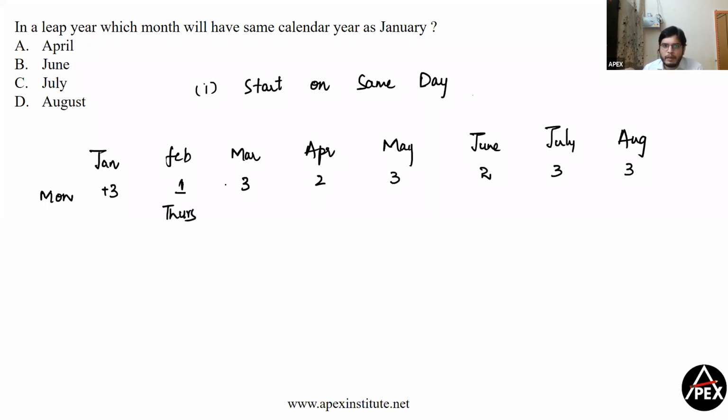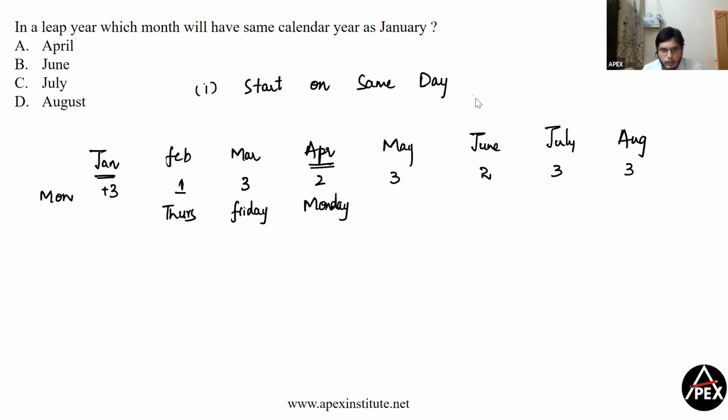Okay, March will be Thursday plus 1, Friday, and April will be Friday plus 3. It will be again Monday, isn't it? Now, we have Jan and April starting on the same day. Can I say that both will have the same calendar month? Yes or no?